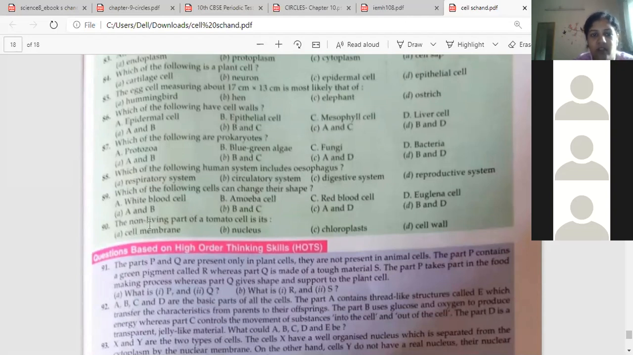The non-living part of the tomato cell is the cell wall. The cell wall is rigid and dead.